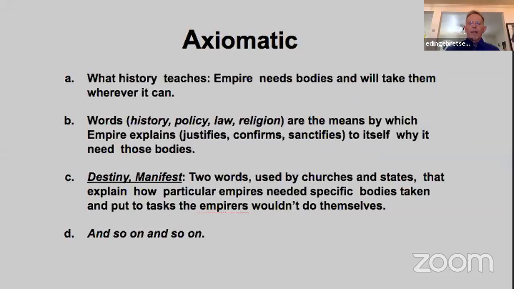What history teaches us is that empires need bodies and will take them wherever they can. And words, always, whether it's history or policy or law or religion, are the means by which empire explains, justifies, confirms, sanctifies to itself why it needs those bodies. Manifest destiny: two words used by different countries and different cultures, churches and states, that explain and again justify how a particular empire needed specific bodies taken and put to specific tasks that the empires wouldn't or couldn't do themselves.